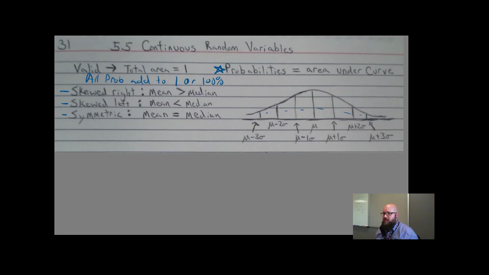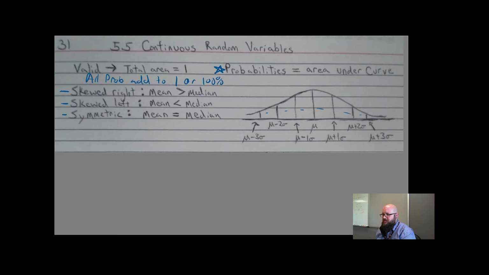Remember always, to make a valid probability, everything for the probabilities will add up to 1 or 100%, whether it be decimal for 1 or percentages out of 100%. Again, when you're talking about probabilities, think in the back of your mind, that's always the area under the curve. That'll help out in the future when we start talking about this.